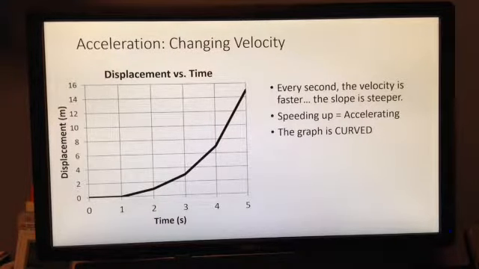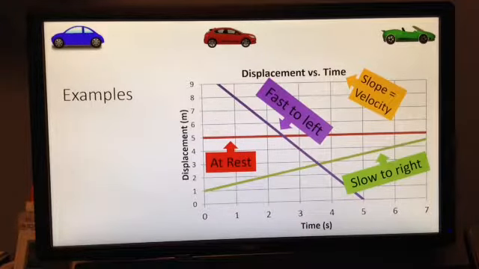Now, what if the velocity is changing? It's not a constant velocity. All of these examples are constant velocities. Those linear straight line slopes, a straight line means it's constant. And because the slope is velocity, they're all constant velocities. A constant velocity of 0 at rest, a constant negative steep velocity fast to the left, a gradual constant velocity moving to the right.